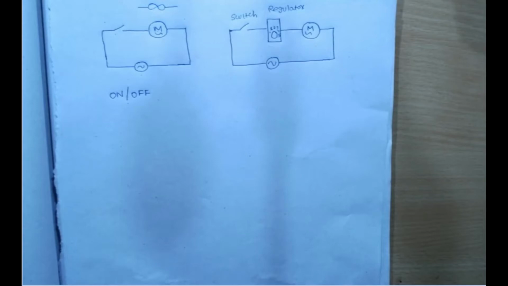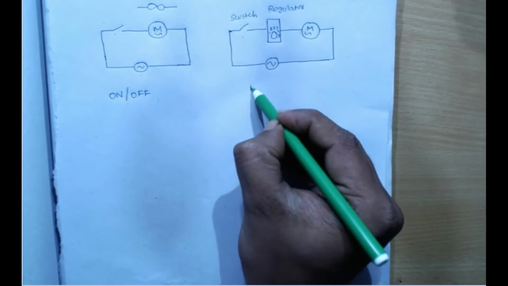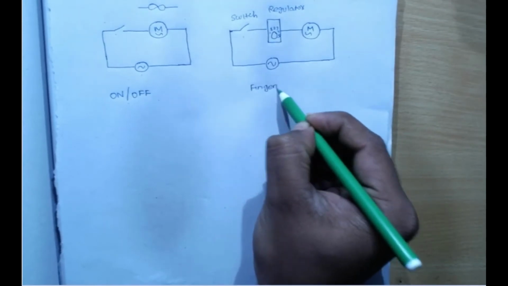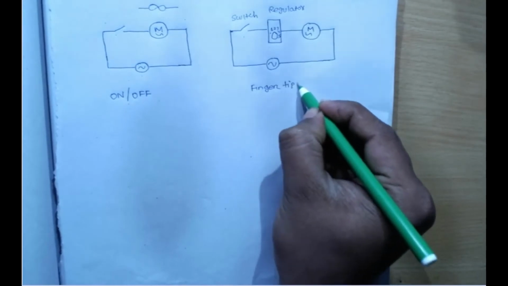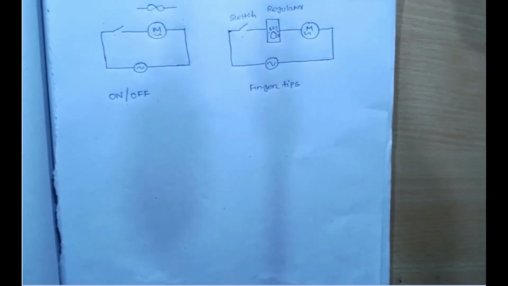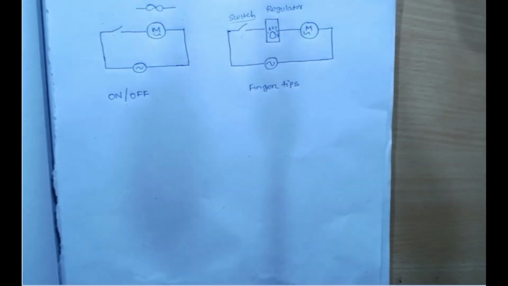But how do we switch on and off? In both components we use our fingertips. We use our fingertips to switch the fan on and off. But in this practical, we will do this function with the help of a transistor.